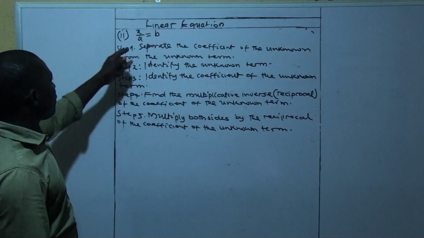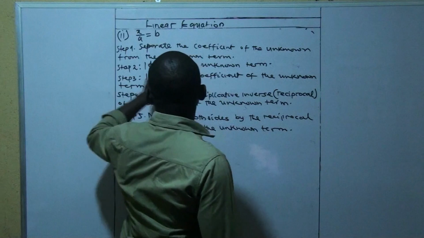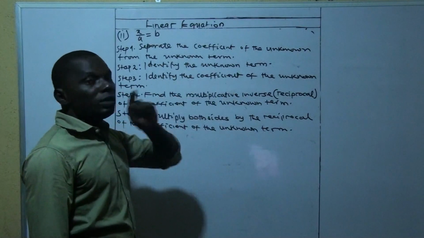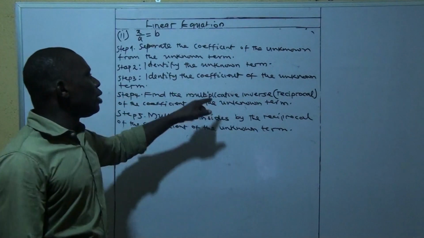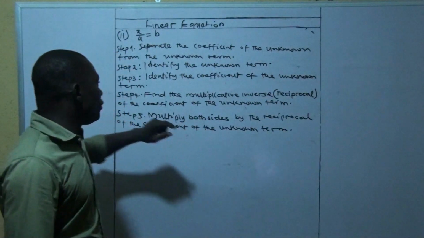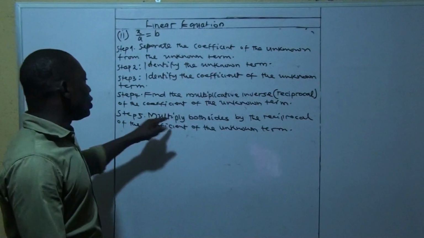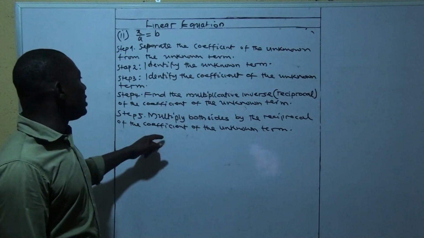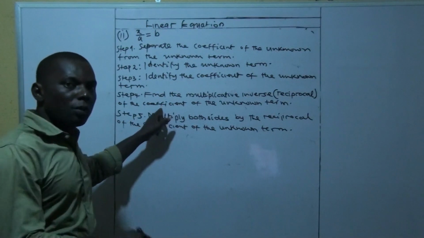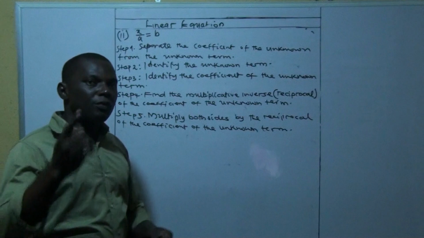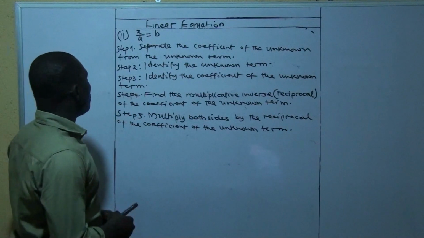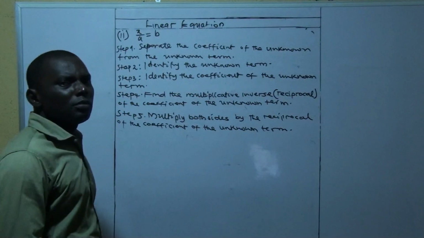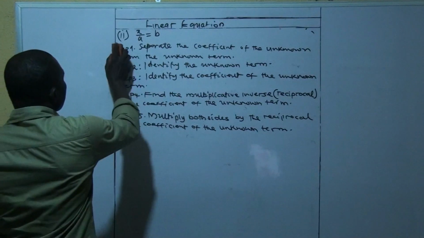So if we follow this step, first of all you have to separate the coefficient of the unknown terms from the unknown term, then identify the unknown terms, then identify the coefficient of the unknown term. Then step 4, find the multiplicative inverse, which is also the reciprocal of the coefficient of the unknown term. Then step 5, multiply both sides by the reciprocal of the coefficient of the unknown term. So you multiply both sides by the result obtained from step 4. This one is very, very straightforward. So now let's look at an example on this.